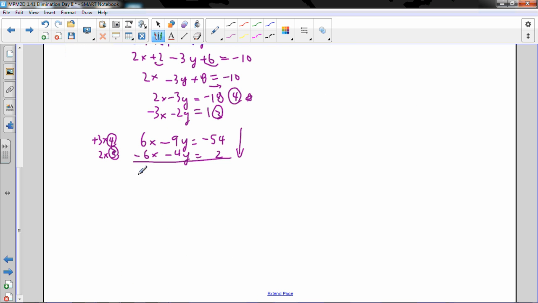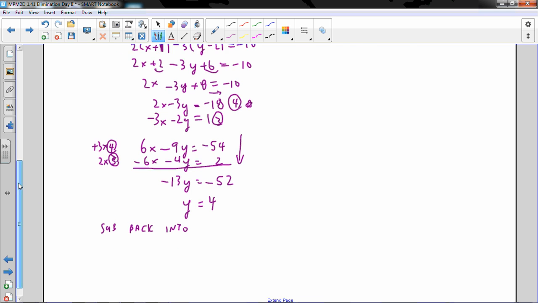The x's are gone just like I planned. Negative 13y equals negative 52. And as all card players know, 13 goes into 52 4 times. 4 suits in a deck, right? Deck of cards, 13 cards each, 4 suits. Easy arithmetic. And now I got to substitute back.